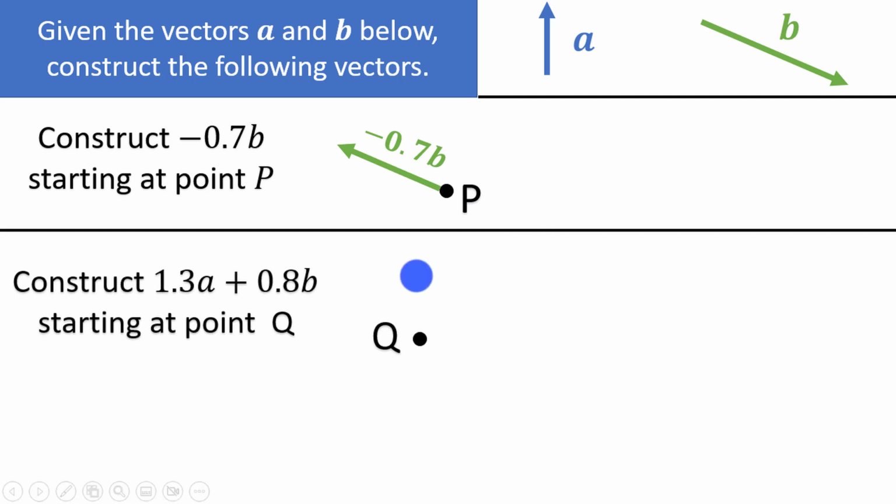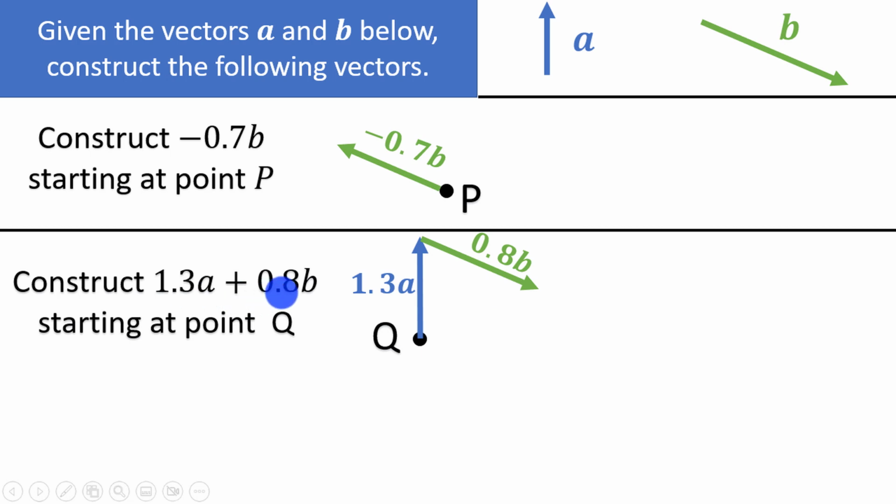How about constructing 1.3A plus 0.8B starting at the point Q? Let's put 1.3A onto point Q. 1.3A goes in the same direction as A, but is a little bit longer. 0.8B will be the same as B, but a little bit shorter, so that will look something like this.